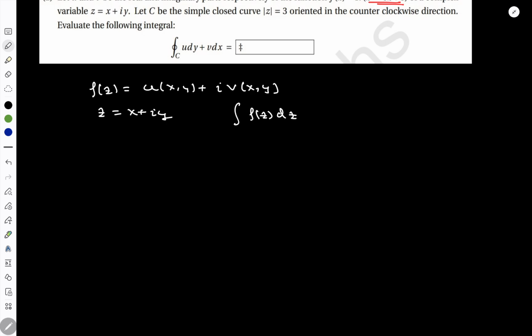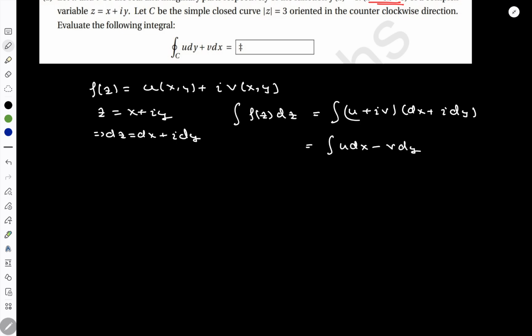So now I can write this as the integral u plus iv. u and v are functions. And what will dz become from here? From here dz will become dx plus i times dy. So this becomes dx plus i times dy, and once you split it out, what do you get? So you get integral of u dx minus v dy, fine, plus i times integral of u dy plus v dx. That is what you get.